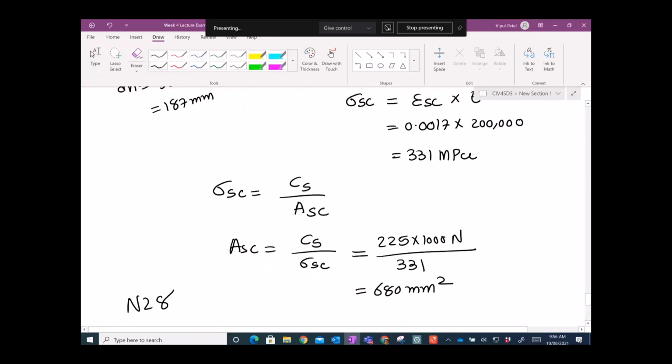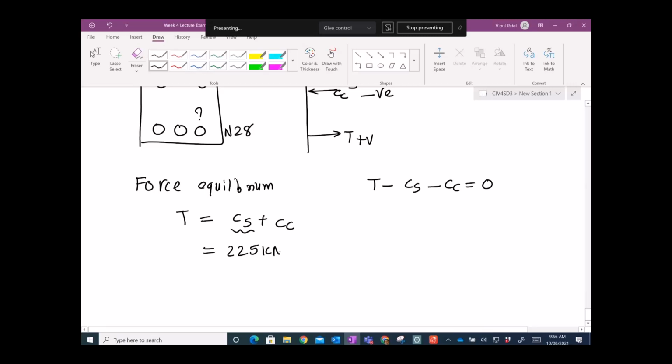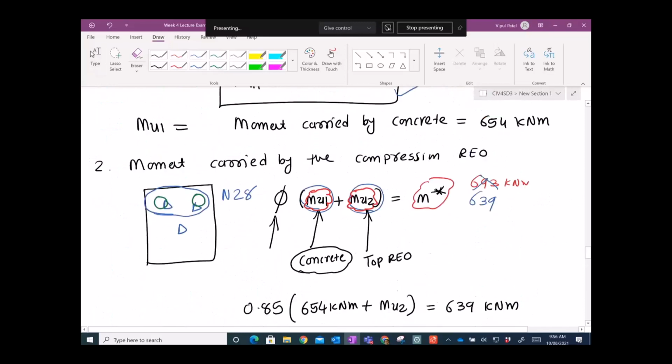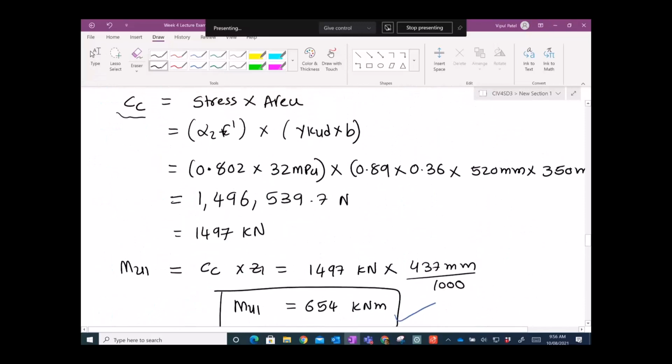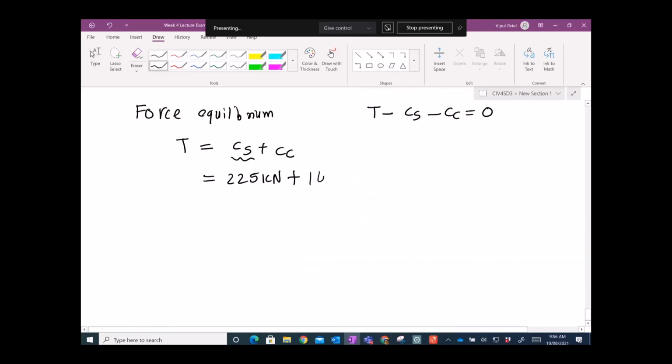Saying that okay, we can substitute the value CS. I think we know the force carried by this one was 225 kilonewtons, so that's fine. 225 kilonewtons force carried by the top bar, and the force carried by the concrete, we calculated that somewhere, let me check. Oh yes, force carried by the concrete was 1497. So let's put 1497 kilonewtons. Let's add them together. 225 plus 1497. You get 1722 kilonewtons is carried by the bottom Rio. So if I want to calculate, force is equal to area times the stress.